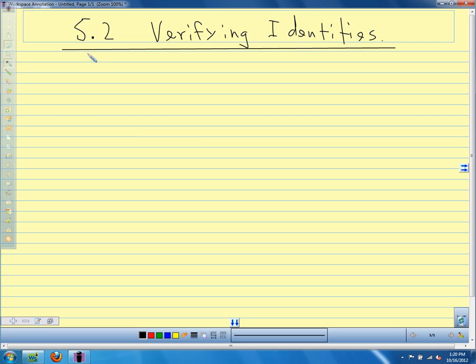So let's look at this. We want to verify that sine squared x minus 1 over sine squared x equals negative cotangent squared x.